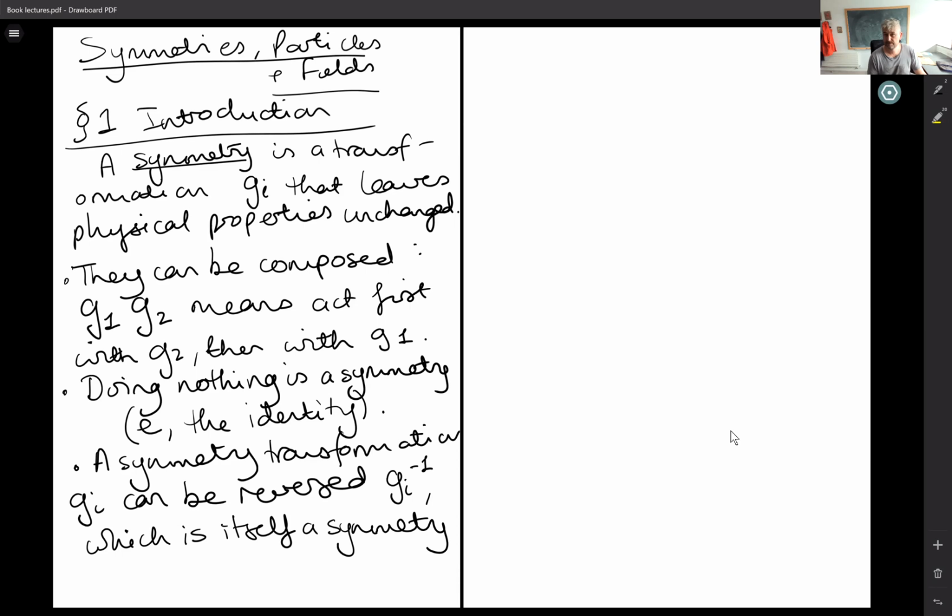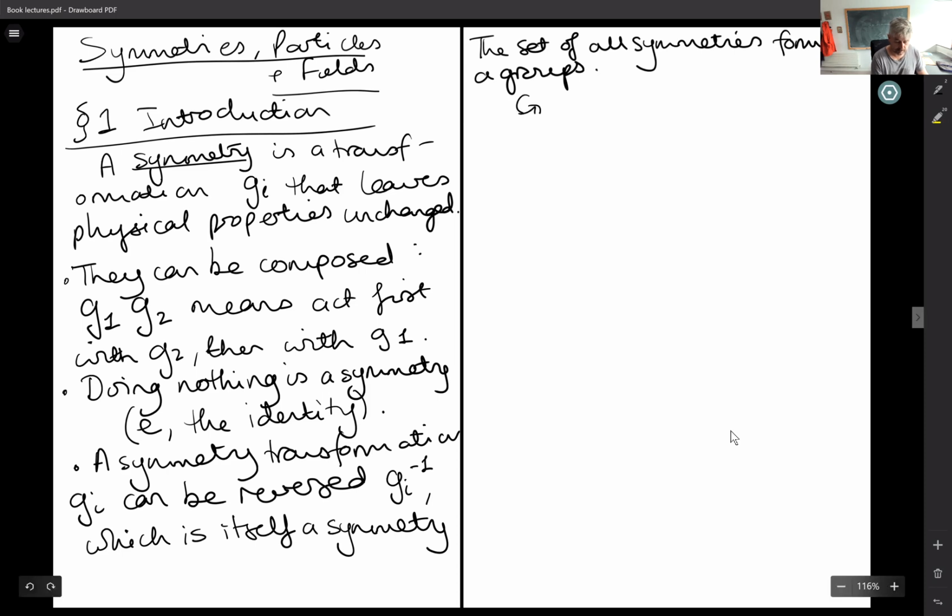Now, the set of all symmetries forms a group. The set that I'm talking about is the set of all symmetries that acts on our particular physical system that we're thinking about. So let's do a bit of recap about groups. Many of you will have seen some group theory, but some of you won't. So let's do a groups recap, a quick one.